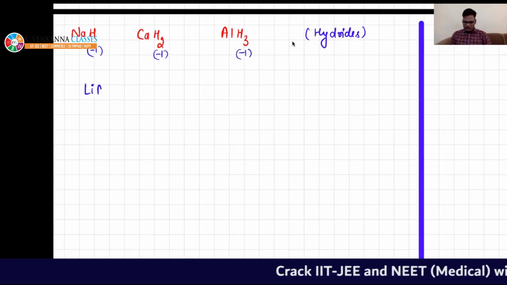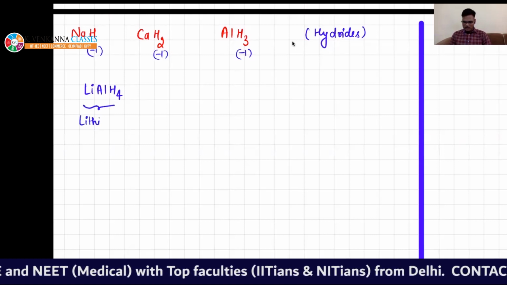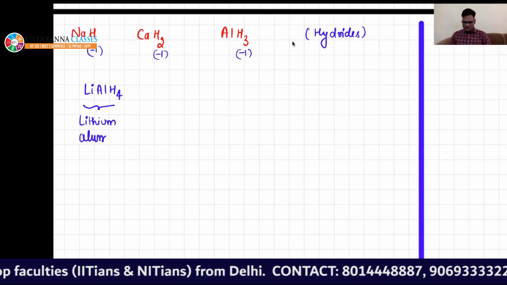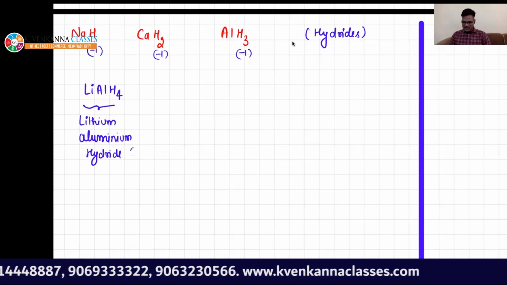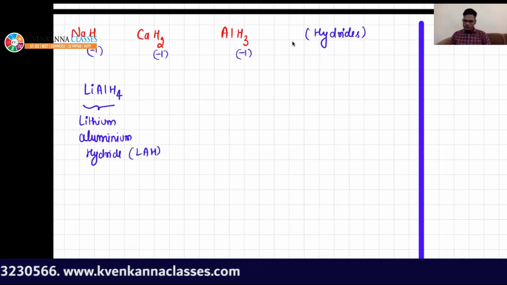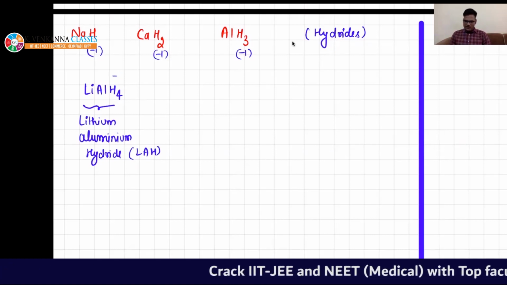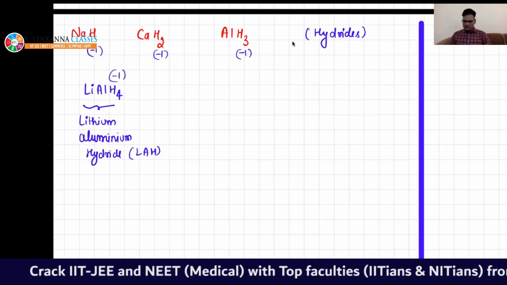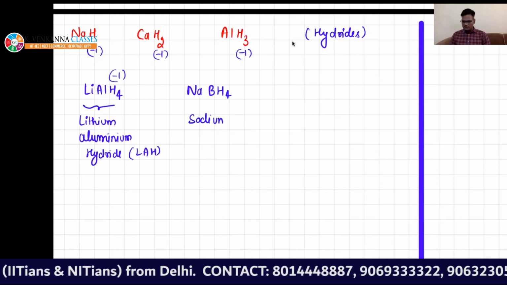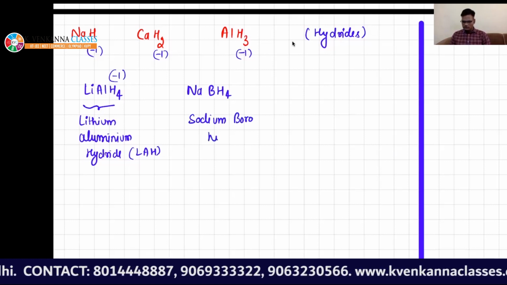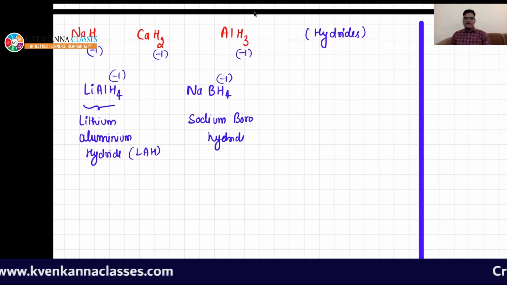In LiAlH4, this is a very important reagent known as lithium aluminum hydride. You will see this in organic chemistry. If you want to find the oxidation number of hydrogen, it is again -1. Whenever hydrogen is combined with metals, it will always have -1. Sodium borohydride, NaBH4, in this case also hydrogen will have -1.